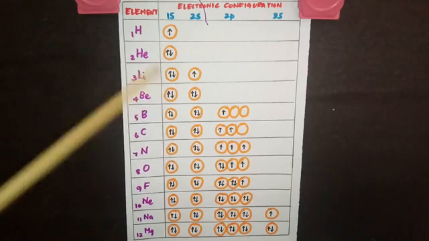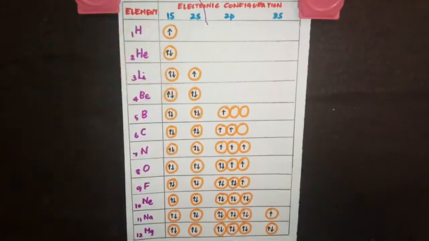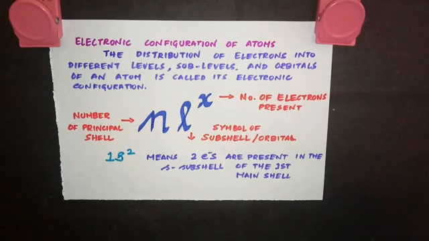But this method of writing the electronic configuration is quite tedious. So usually the electronic configuration of the atom of any element is simply represented by a notation. I'll show you that notation. So let's see how to write the electronic configuration of atoms.